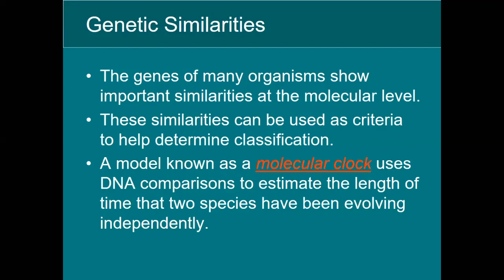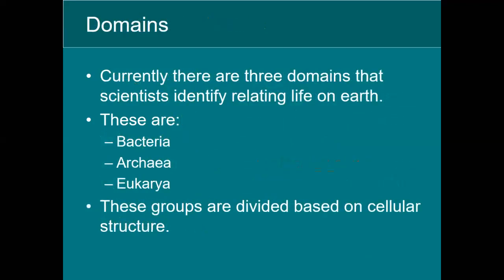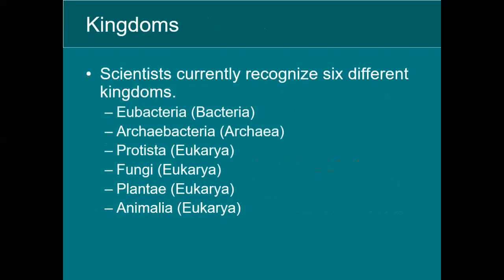Now, I'd like to say that this is it and we're done, but there's just a little bit more to understand. Since the time of Linnaeus, we have added another layer to the taxonomic hierarchy. This actually goes above kingdom. Okay, this is the area known as domains. And there are three domains that we recognize. We have bacteria, archaea, and eukarya. These groups are divided based on their cell structure.